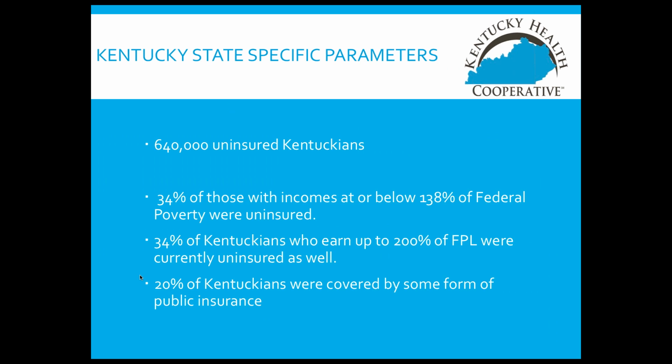We also have a large volume of uninsured people here in Kentucky, 640,000. Of those, 34% were at incomes below the federal poverty level, and another 34% earned up to 200% of the poverty level, which again is impacted by the Affordable Care Act. And then overall, 20% of Kentuckians were covered by some form of public insurance. So I think Kentucky presents an entirely different picture than what David will be presenting as far as Colorado goes.